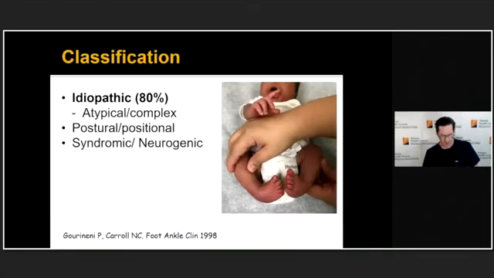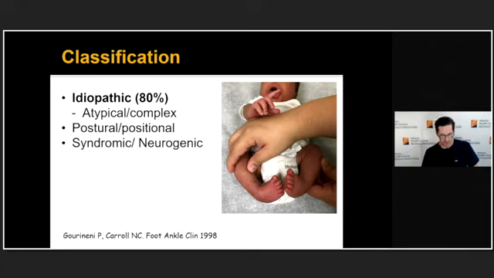There are a number of different classifications for club feet, but probably the most common one I can simplify into basically idiopathic club feet, which are club feet that are otherwise found in healthy, normal babies or children, and those make up the vast majority of club feet that we see. There is a subcategory of atypical or complex idiopathic club feet that tend to be a bit stiffer, usually require more treatment, and have a higher relapse rate.